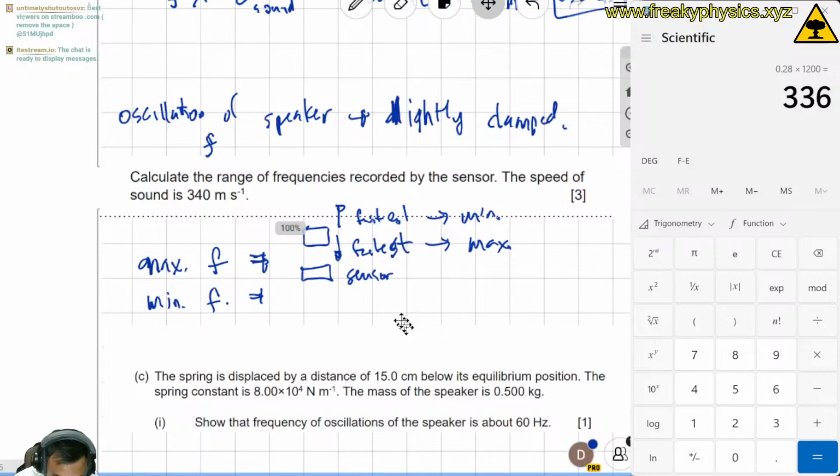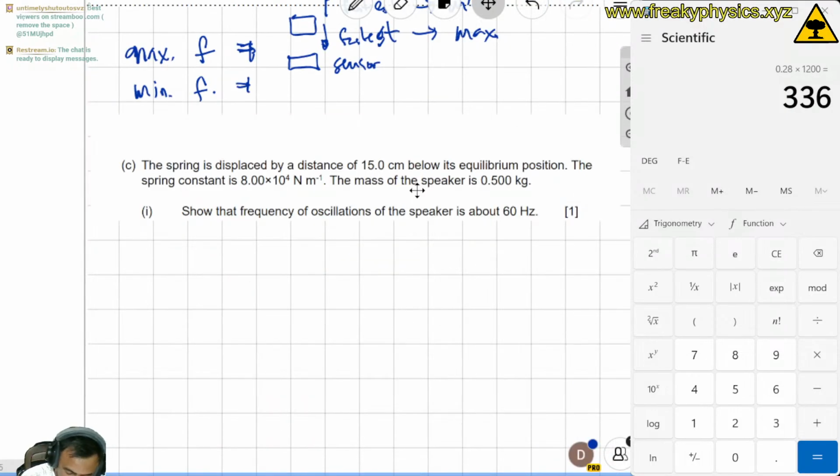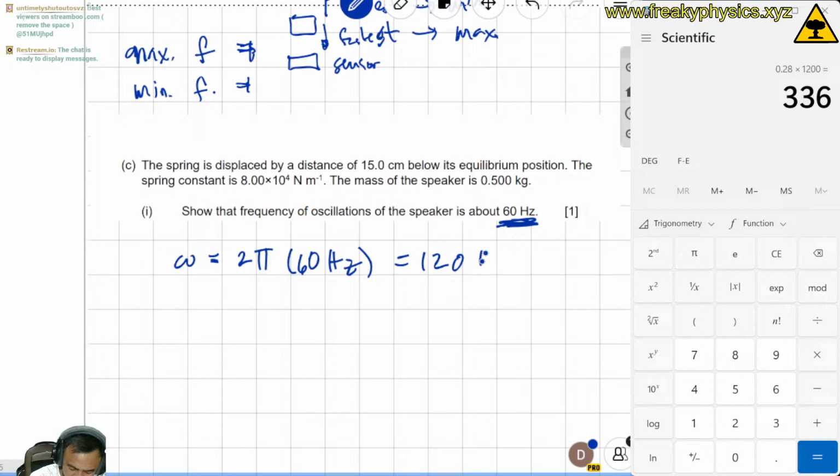Okay, the calculation of the range of frequencies. The important thing here is we're given the frequency of oscillation. So what's going to be the angular speed? The angular speed will just be 2 pi times 60 hertz, right? And that's going to be 120 pi. I'm going to keep it as pi for now just to make it easier to remember and less bothersome to work with. We'll get the final answer once we're done with the solutions. So that's the first thing.